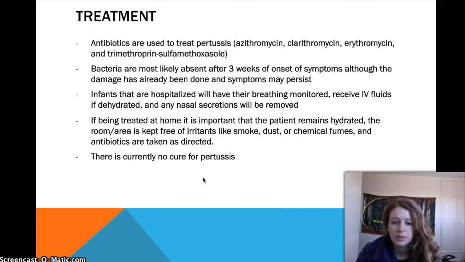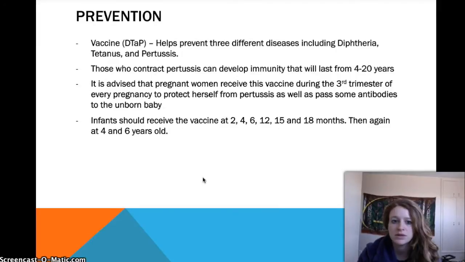If the patient is being treated at home, it's important that they stay hydrated, that the room is kept free of irritants like smoke, dust, and chemical fumes, and that antibiotics are taken as directed. If vomiting is occurring because the coughing fits are so violent, it's also recommended that the patient is eating small, frequent meals throughout the day instead of big ones, because that will kind of help ease the nausea. So there's currently no cure for pertussis, so there's still work to be done.